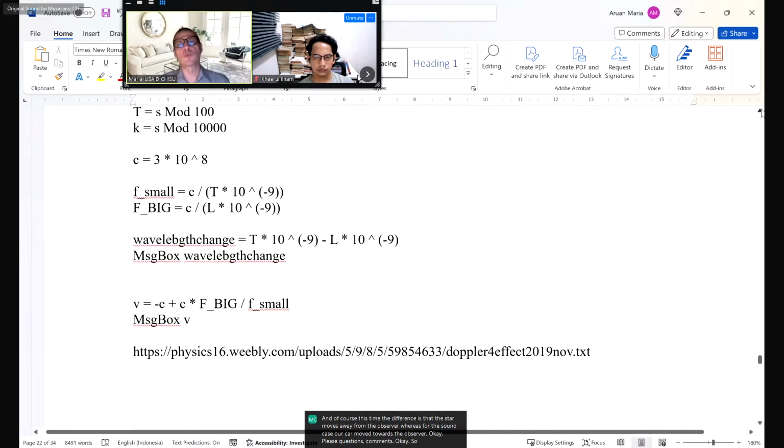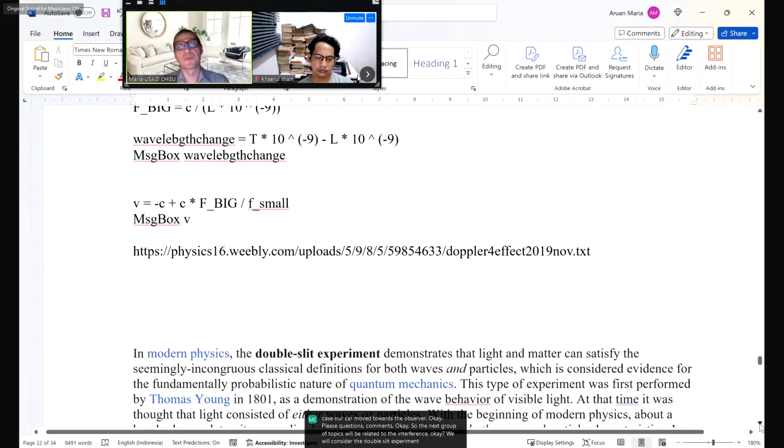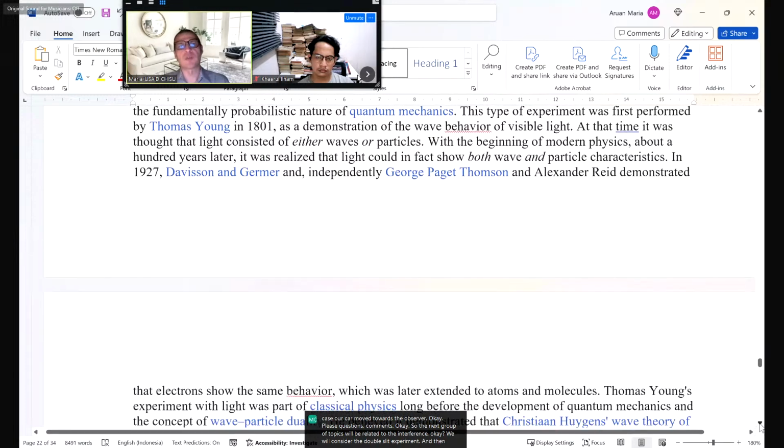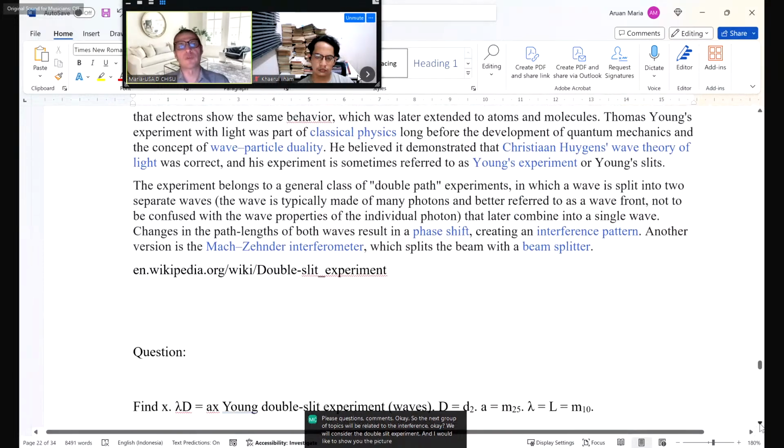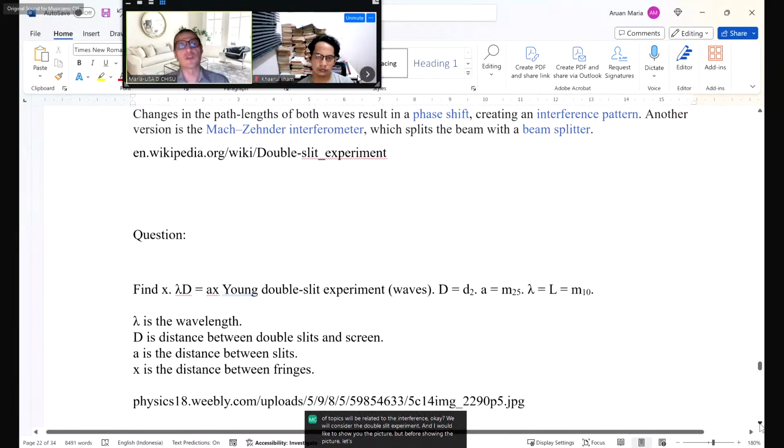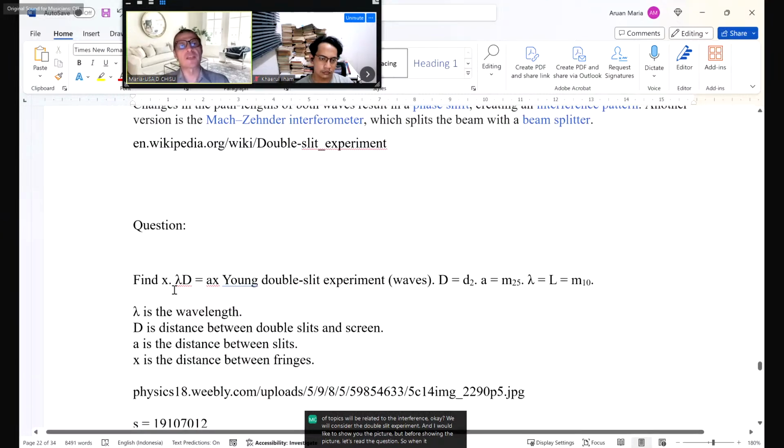So the next group of topics will be related to interference. We will consider the double slit experiment. And I will try to show you the picture, but before showing the picture, let's read the question. So we need to find X for the double slit experiment, where lambda is the wavelength, D is the distance, A is the distance between the slits, and X is the distance between the fringes.